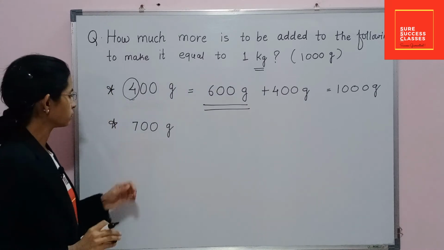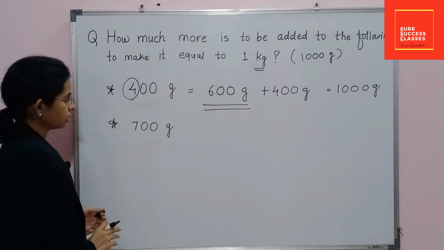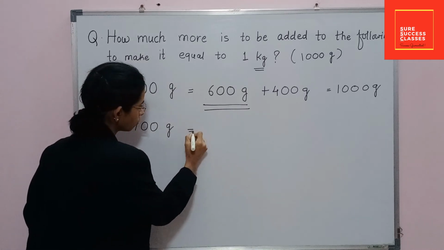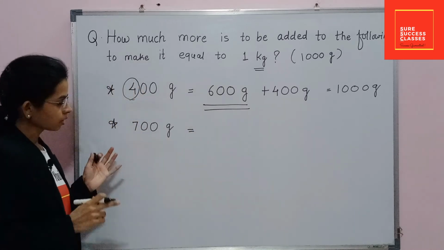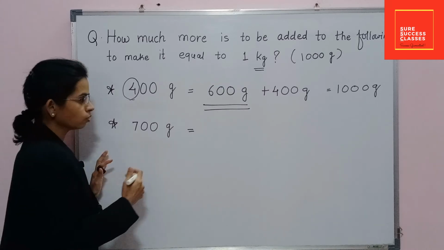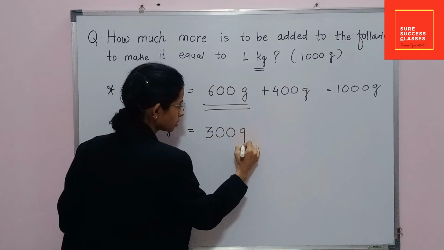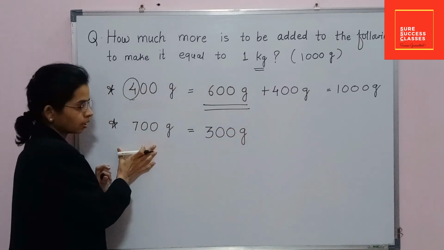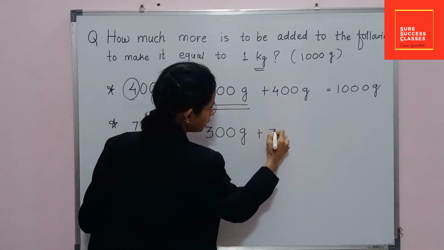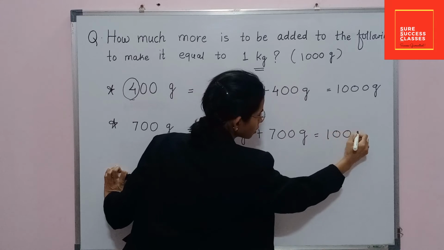Then we will move to this one. Similarly we will solve this one. We will count from 7, 8, 9 and 10. Means here we have to add 300 grams to this 700 grams. So it will give us 1000 grams.